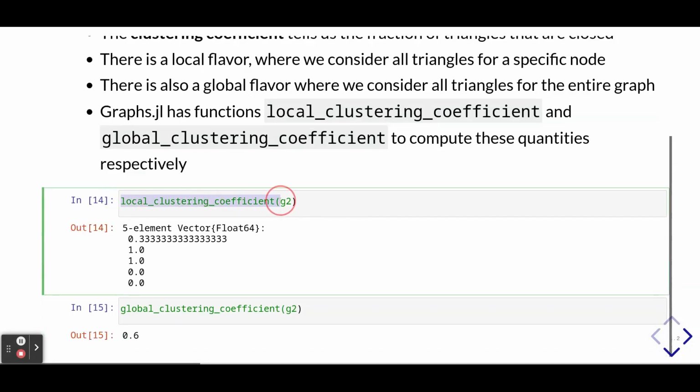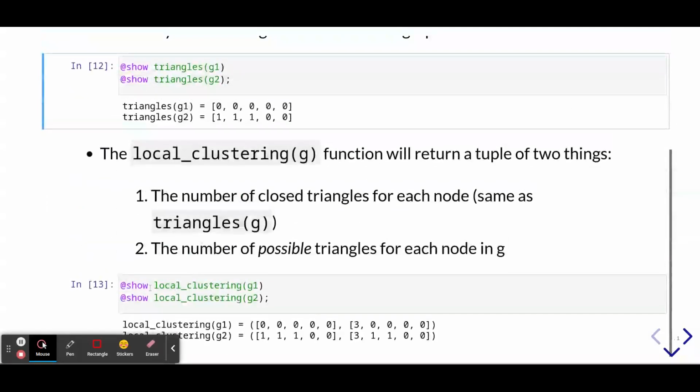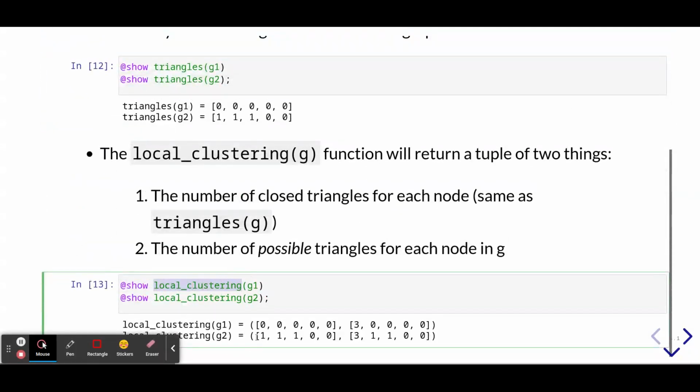So when we call local clustering coefficient and we pass it G2, we see that for node A, 1/3 of its triangles are closed. For nodes B and C, 100% or all of their triangles are closed. And then D and E are not even part of triangles, so they have a 0% closed triangle. This lines up very well with what we just saw on the previous slide. From this local clustering, really what we got back was the first array element-wise divided by the second array.